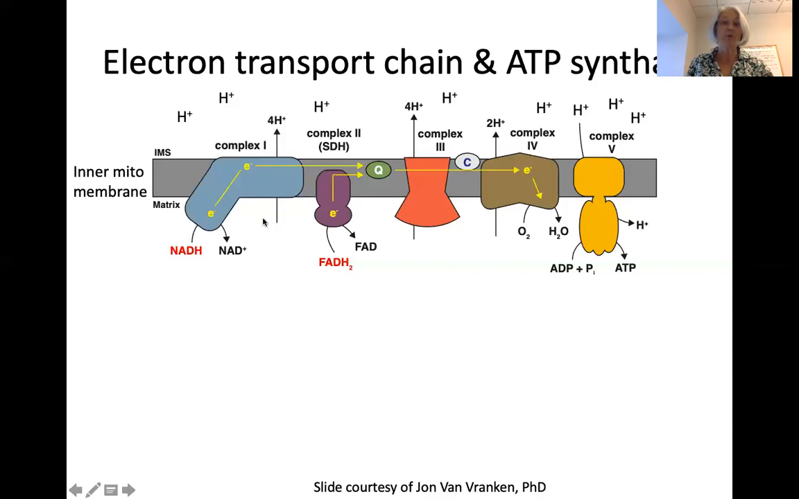Approximately 4 protons are pumped per pair of electrons entering complex 1. Complex 2 is also succinate dehydrogenase, so one of the enzymes of the TCA cycle, the exact same enzyme. The FADH2 that was produced in the TCA cycle is reoxidized to FAD, and the electrons are transferred to coenzyme Q, which is a lipid that floats around in the inner membrane here.